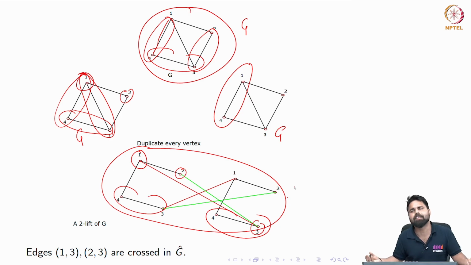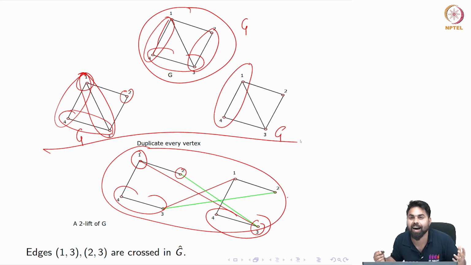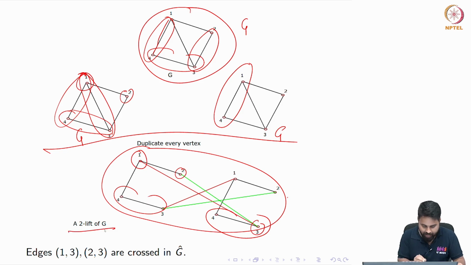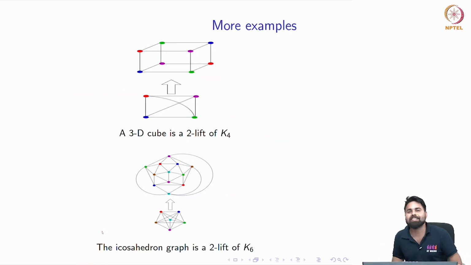There are various kinds of two lifts. In fact, the case where none of the edges are crossed is also a two lift. So you can give many two lifts of a graph. In this particular case, edges 1 3 and 2 3 of the original graph are crossed. By the way, how many vertices are there? If there are n vertices in the original graph, then there are 2n vertices in your two lift. Now let us take some more examples.